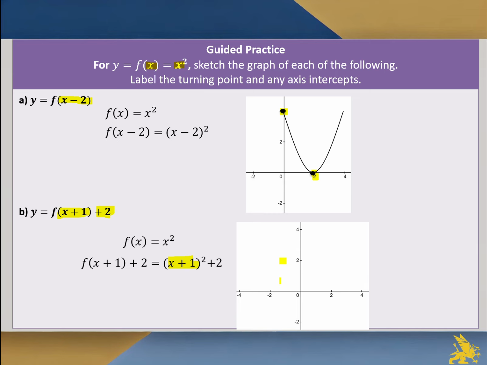Again, how do I find the y-intercept? Well, x must be 0. If x is 0, 0 plus 1 is 1, 1 squared is 1, and 1 plus 2 is 3. So I know there's going to be a y-intercept here where I've highlighted. I've already got 2 points, my coordinates, and I'm just going to draw my graph.